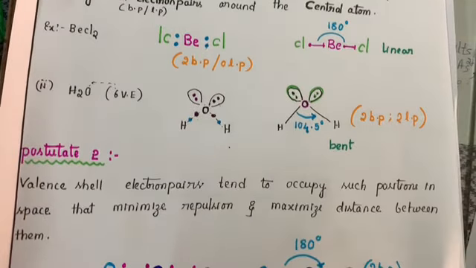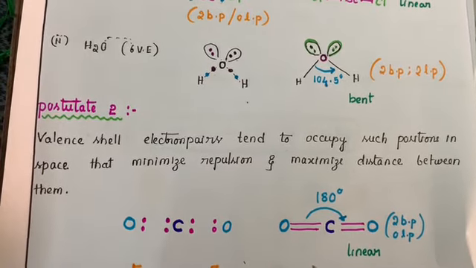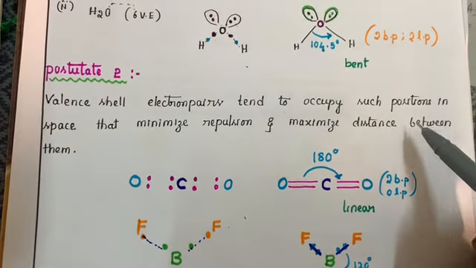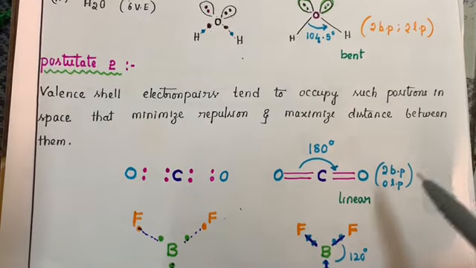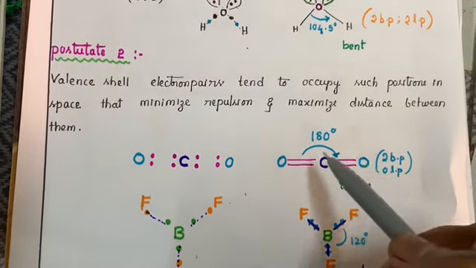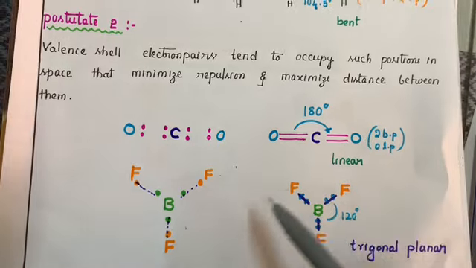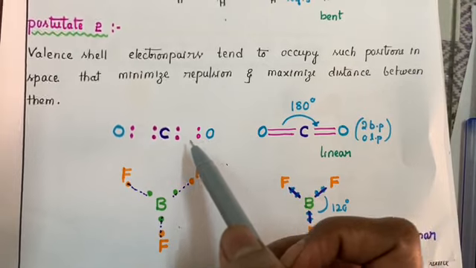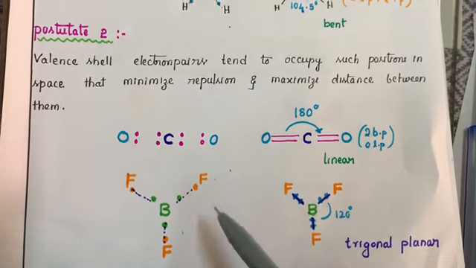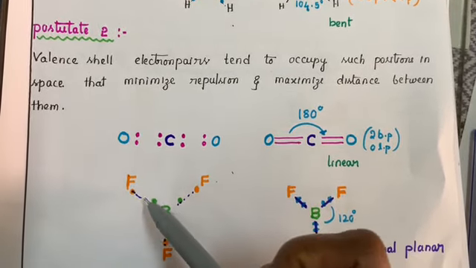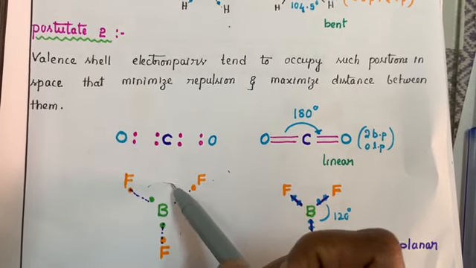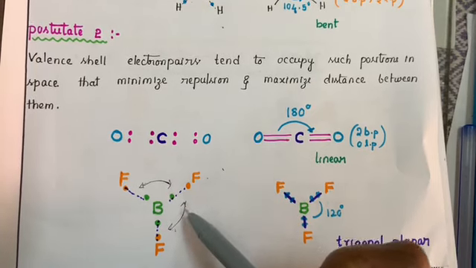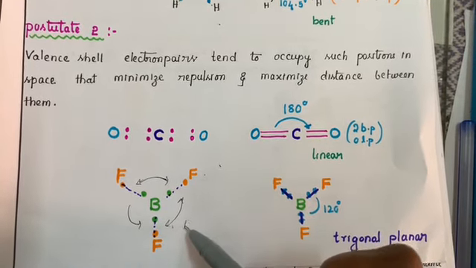Second postulate: once you know the lone pairs and bond pairs, those bond pairs and lone pairs always tend to occupy positions in space that minimize the repulsions and maximize the distance. We know that electrons are similarly charged. Being similarly charged, the bond pair and lone pair electrons repel each other. Due to these repulsions, the electron pairs try to accommodate themselves as far apart as possible. That's why these 3 bond pairs try to locate with a 120-degree bond angle.